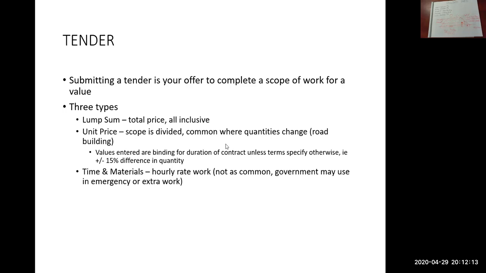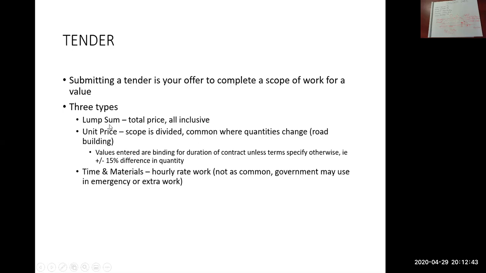So submitting a tender is your offer, you being the contractor, your offer to complete a scope of work for a certain dollar amount, for a certain value. There are typically 3 types of tenders: a lump sum tender, a unit price, and a time and materials. The 2 most common types of tenders are lump sum and unit price.